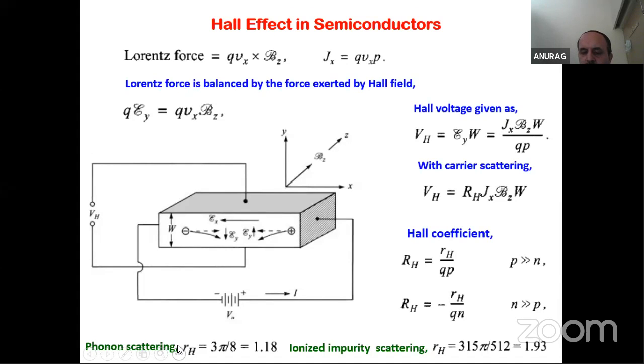So if you know that in this particular semiconductor phonon scattering is going to be the dominant carrier scattering process, then you have to use r_H of 1.18. You see there is an 18% error if you don't use it. In case it is ionized impurity scattering, then the value is 1.93. So there is almost a 2 times error in the calculation of the carrier concentration and eventually the mobility also. This important factor has to be kept in mind.